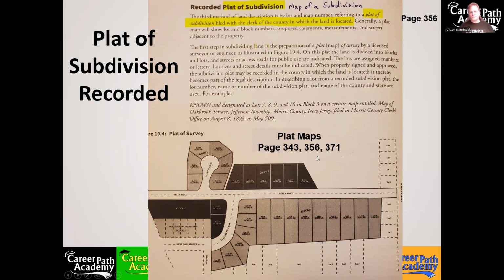Here's another simple plat map of little subdivisions here, here, here, here, and they stitched them together. So a plat of a subdivision on page 356 is a map of a subdivision. A plat of a subdivision is filed with the clerk in the county where the land is located.